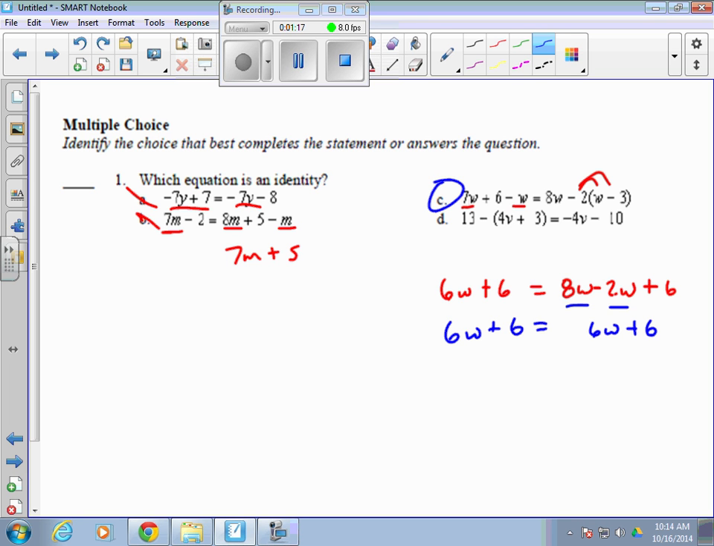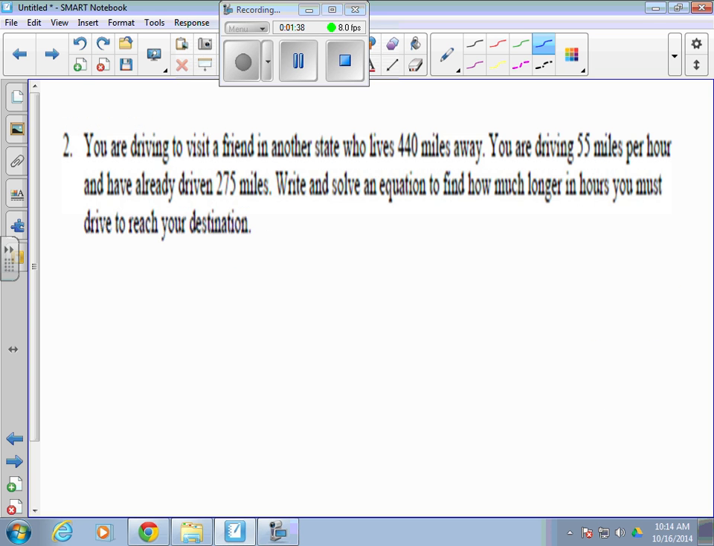If you went ahead and tried D, you would have negative 4v minus 3. So you'd have positive 10 minus 4v on the left, and negative 4v, which is the same as what was on the left. So negative 4v is the same, but notice it says positive 10 and minus 10, which makes it not correct. C is the correct one for number 1.